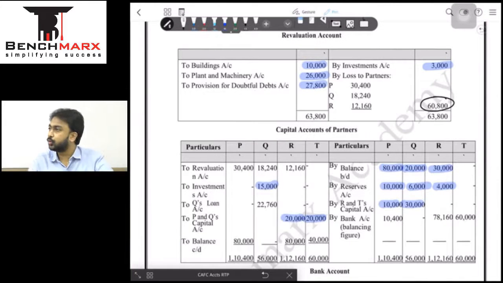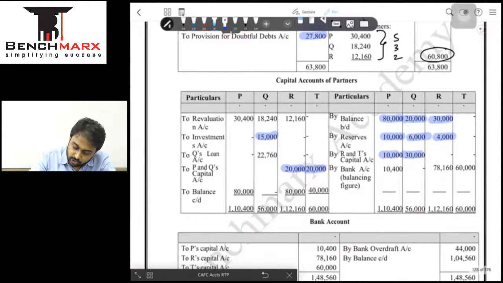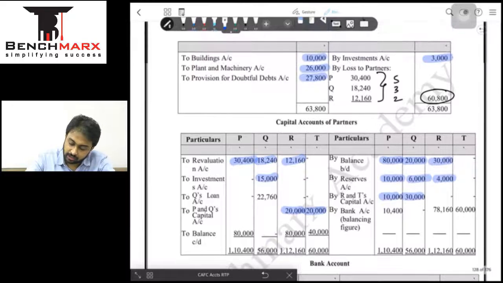This loss is going to be transferred to, one minute guys, okay, this loss is going to be transferred to the PSR of the old partners in the old PSR, which appears to be 5:3:2 or 10:6:4. That is done. Then we go in the partners' capital debit side because it's a loss. So 30,400, 18,240 and 1260 coming from here.